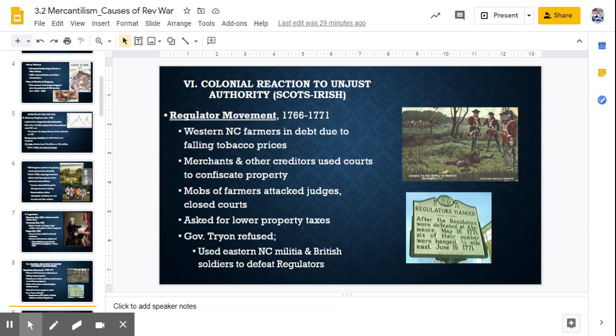Governor Tryon decided that the best course of action, after having almost 5 years of unrest, was to call together a militia, which was, for the most part, a lot of Eastern peoples who perhaps lived a little bit better than their Western counterparts, and some British troops, and they met each other and began to fight. And unfortunately, these farmers were lucky if they had a single rifle.